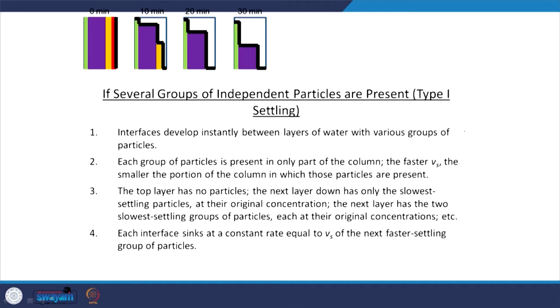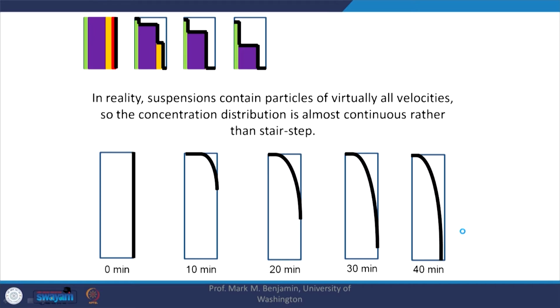These are some of the assumptions, or inferences, out here, but we are not going to look at that in detail. If you look at these inferences, we see that it's typically not practical, and it does not really happen in that way. A more realistic case is when suspensions contain particles of virtually all velocities, so that rather than this step kind of distribution, we have a continuous distribution like this. So that's one aspect, fine.